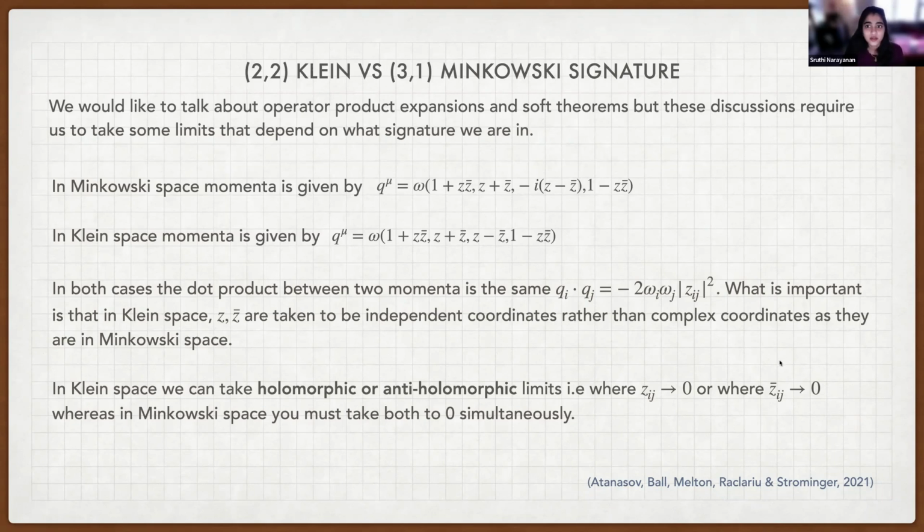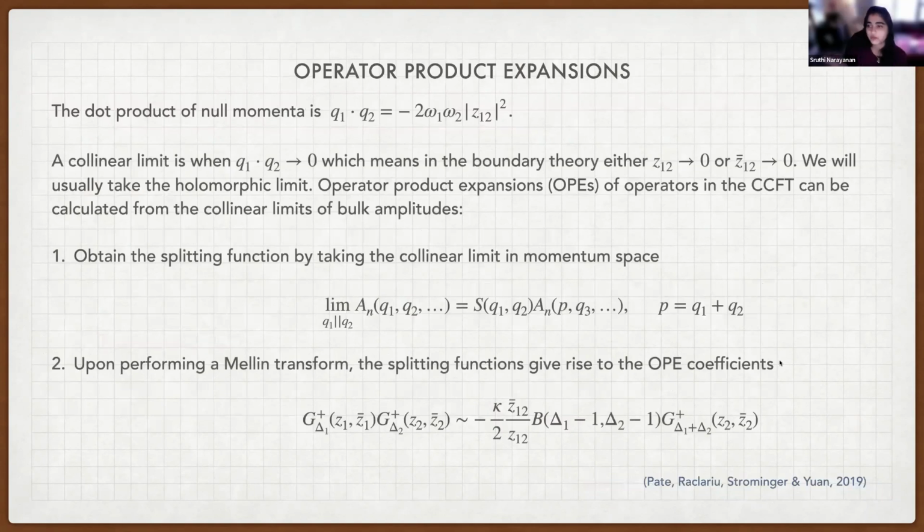Right. So now we can talk about operator product expansions, which is something that we enjoy talking about in conformal field theory. The basic thing we need to know is that if we take 2 null momenta, Q1 and Q2, then in terms of Z and Z bar, their dot product looks like Z12 squared. In momentum space, the collinear limit is when Q1.Q2 goes to 0, so we take 2 particles to be parallel to one another. As I mentioned before, in Klein space this means we can take either Z12 or Z bar 12 to 0. In what follows, usually we take the holomorphic limit, so we take Z12 to 0, and all of the poles that appear will be accordingly.